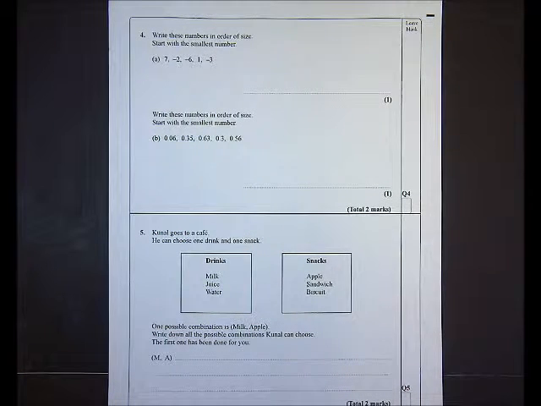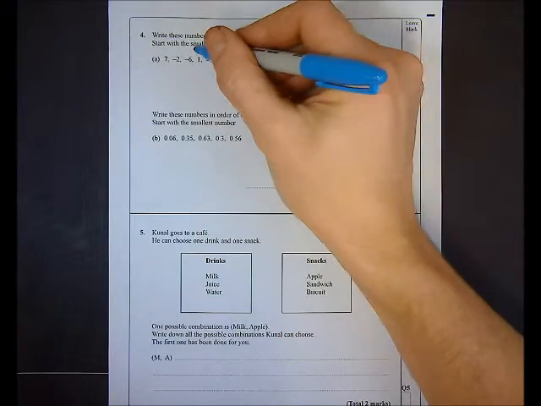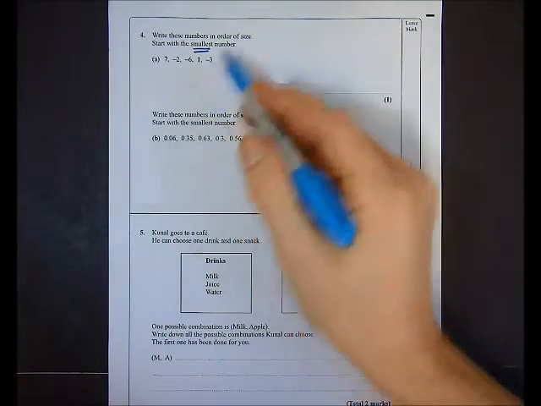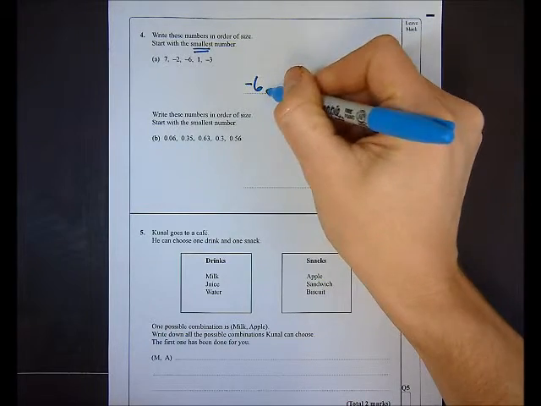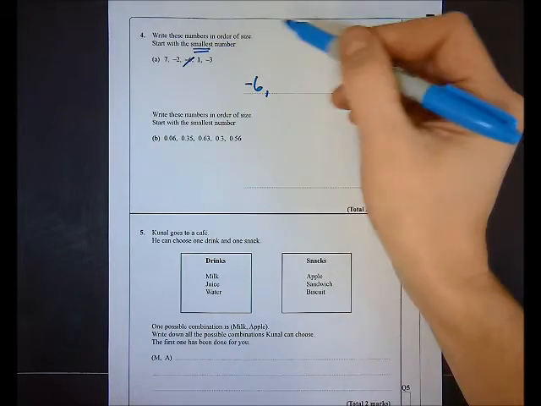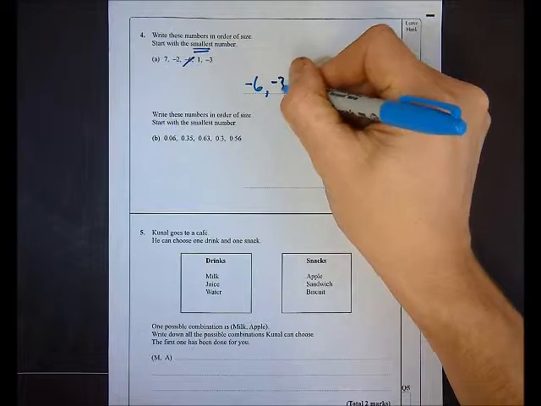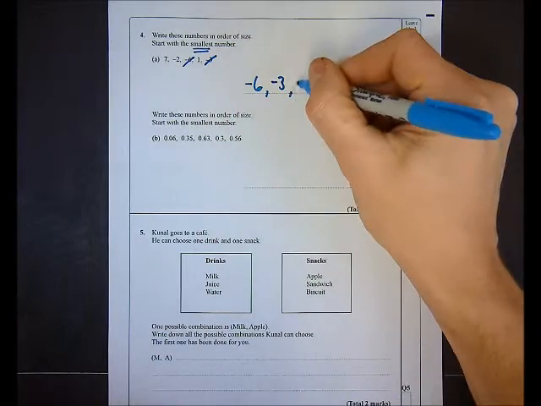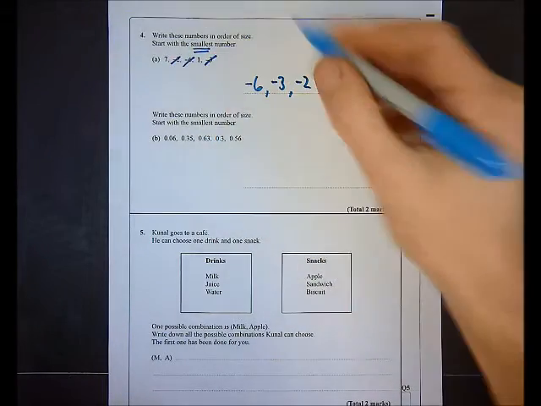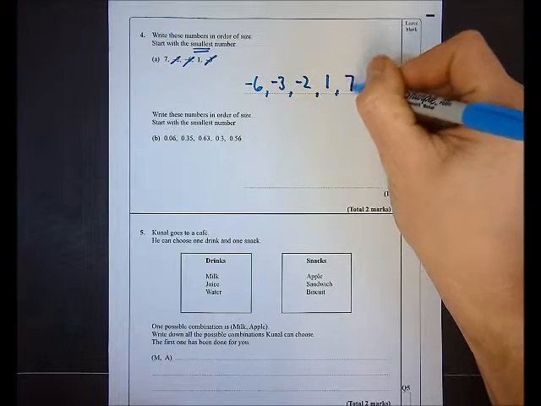On question 4, I'm asked to write some numbers in order of size, and I'm told to start with the smallest number. So looking at the list, I can see that the smallest number is -6, and I'll cross that out as I go along. Then I've got -3, -2, 1, and then 7.